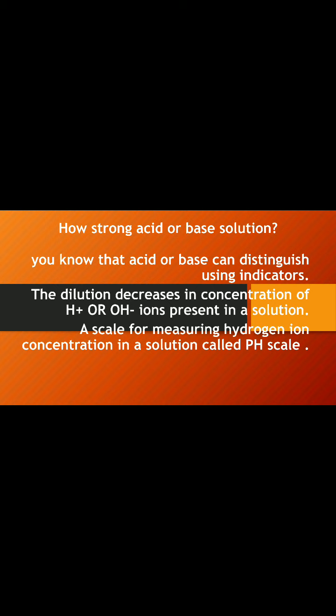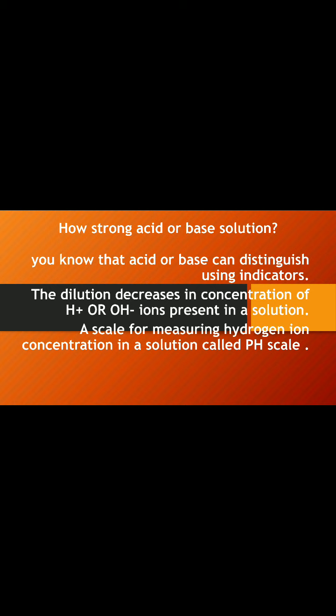In this bio class, you are going to become familiar with the pH. Here, how strong an acid or a base solution is. You know that an acid or base can be distinguished using indicators. The dilution decreases the concentration of H plus ions or OH minus ions present in a solution.